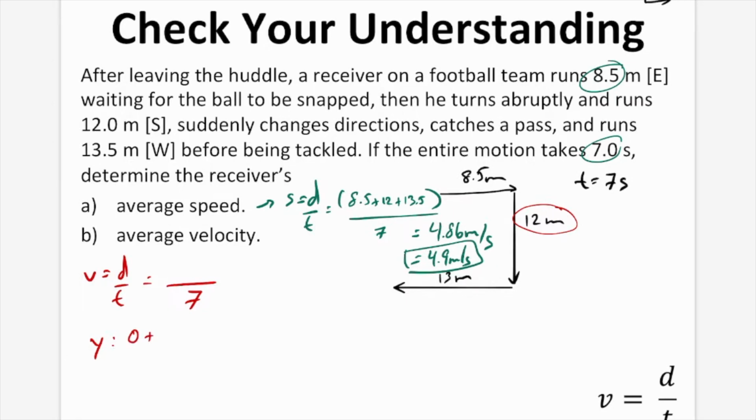Now we're going to add. Now we're going down. We said up was positive, so we're going to add negative 12. And then we're going to go left, so again, that's another 0. So we come out to negative 12.